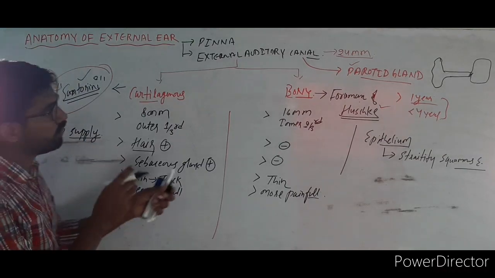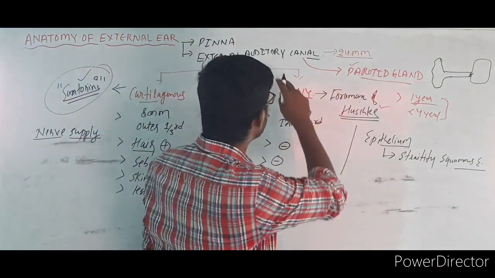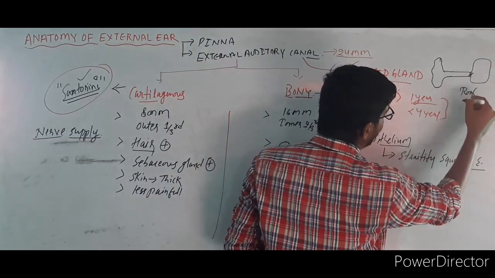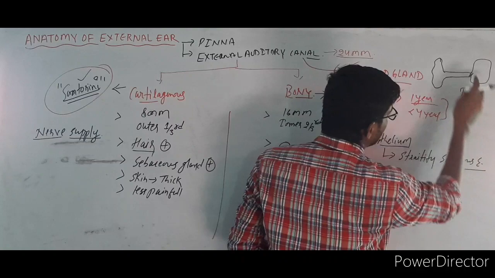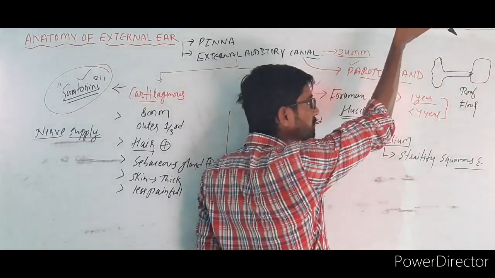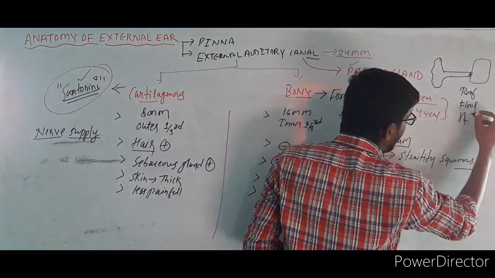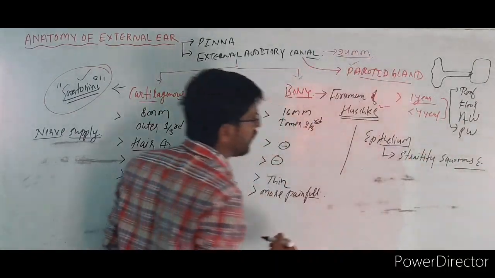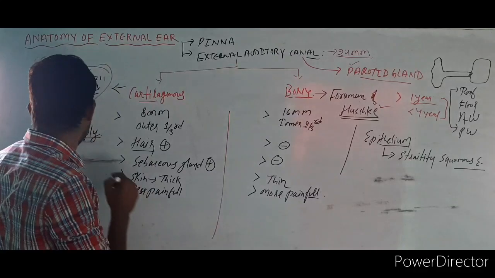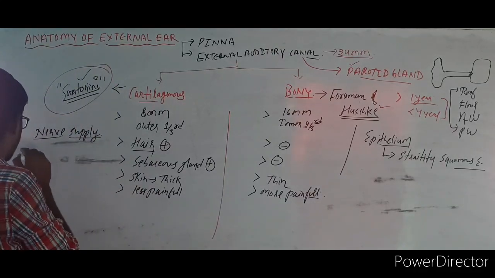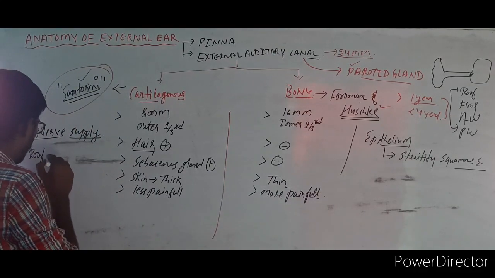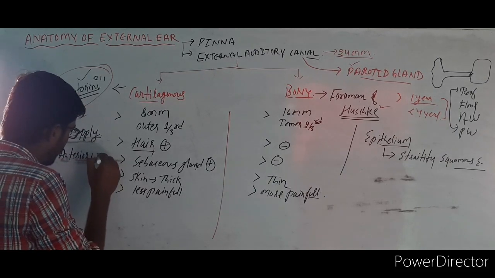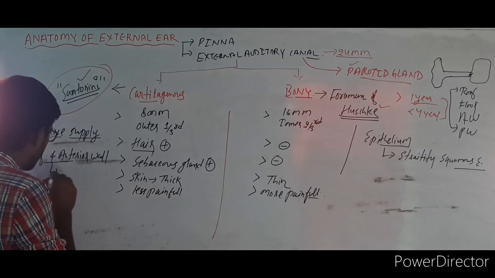What is the nerve supply? What I am trying to tell you is this external auditory canal has one roof, yes, roof, and one floor. This is the anterior wall, and behind this is the posterior wall. Am I right? Yes. So now, the roof and the anterior wall are supplied by what?